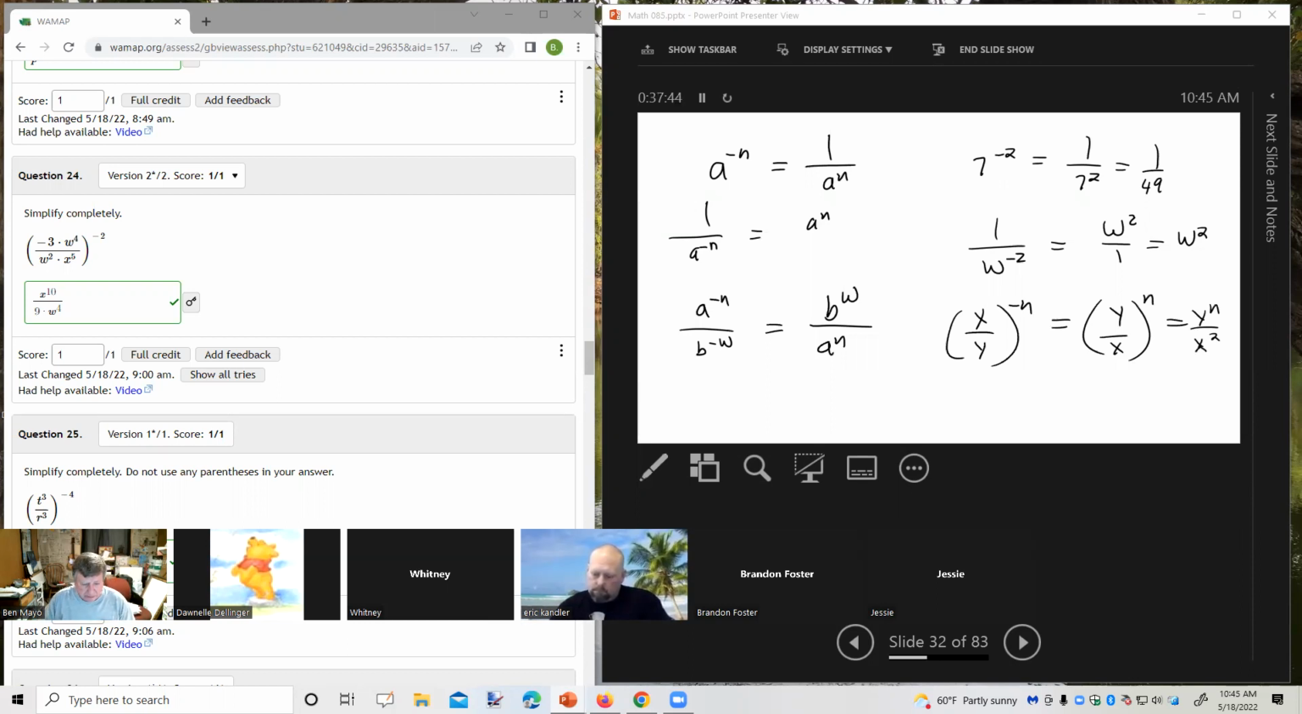Does anybody want any more examples of these rules? Do I need to go back to previous pages because you didn't get it all written down? You can always come back later on the video, but is there anything else to do with just the exponent rules, the shortcuts and stuff?